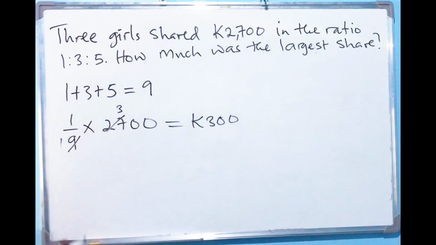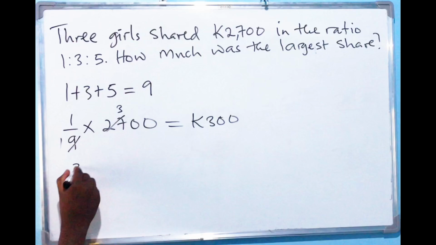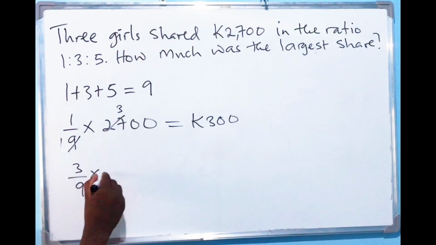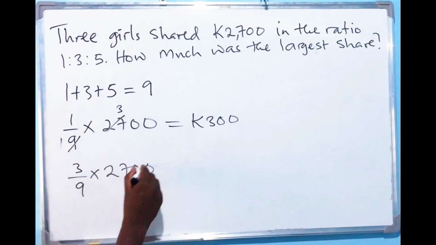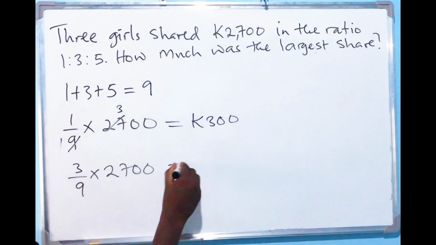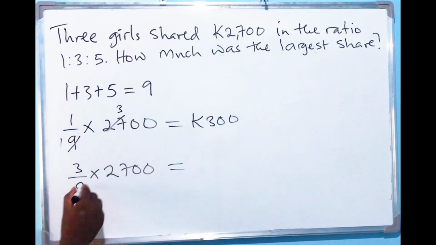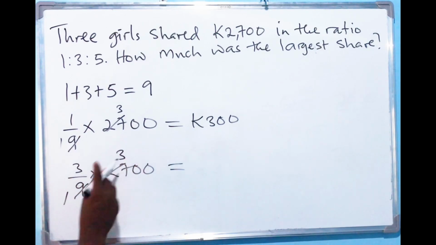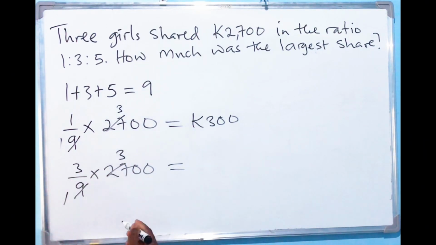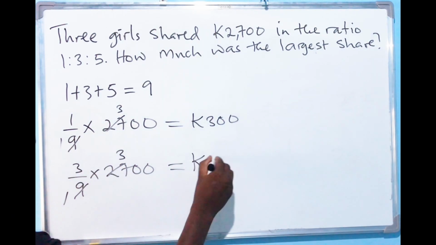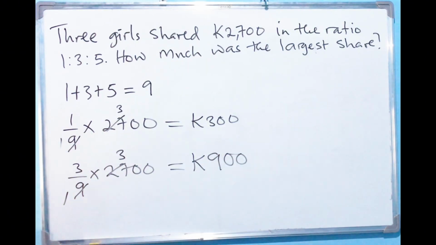Then we can go to the second one. We say 3 over 9 multiplied by 2,700. We can do the same here. 9 goes into 9 one time, and 9 goes into 27 three times. So what is 3 times 3? That gives us 9. So the second one got 900 kwacha.